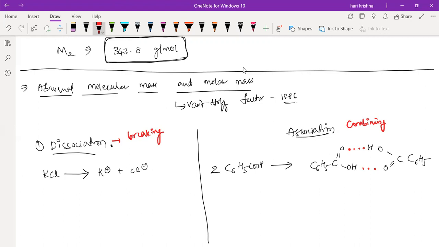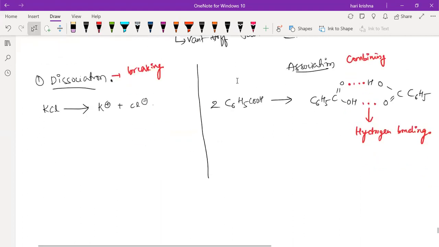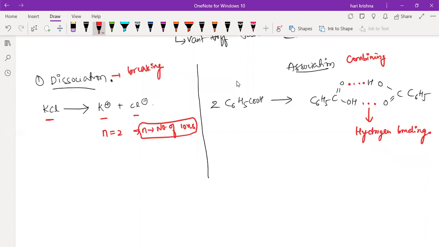Now can you tell me what is this dotted line I have drawn here? What is this? Hydrogen bond. Very good. It is hydrogen bonding. So due to the hydrogen bonding, association is happening, or during the breaking into the ions, it is a dissociation. Now here how many ions are formed? Initially there is only one molecule. Now it divided into two ions, right? So n equal to 2. What is the meaning of n? Number of ions. Okay, n is the number of ions.